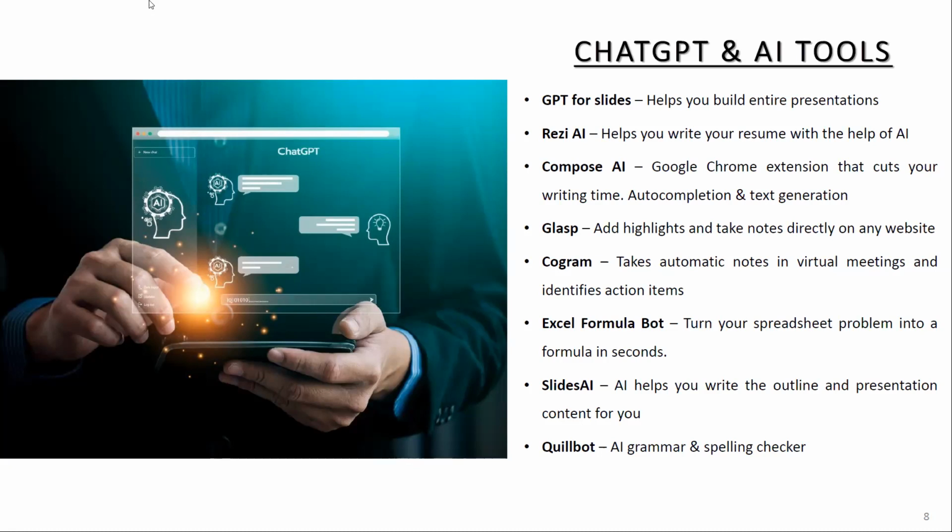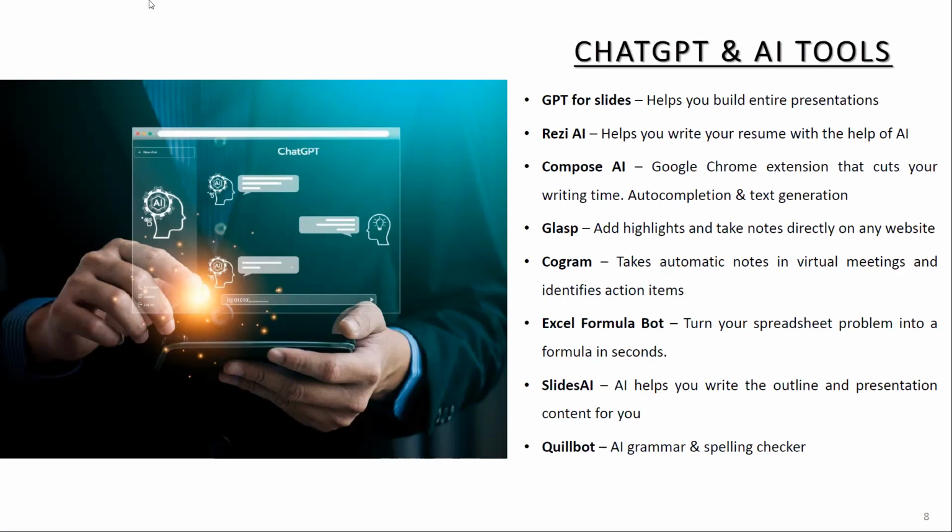If ChatGPT is telling you that you've spent 10 years in this profession, you've got this information, you know this, you know about that, you also need to review it and say, hey, okay, I don't have 10 years, but I know this, I know that. To review it. You understand? Good. So Compose AI is a Chrome extension that cuts your writing time.